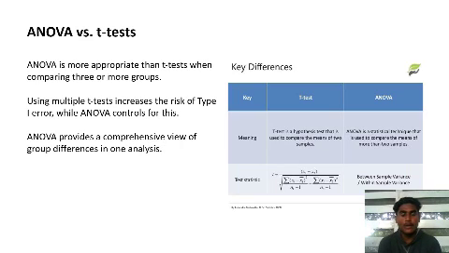ANOVA versus t-tests. ANOVA is more appropriate than t-tests when comparing three or more groups. Using multiple t-tests increases the risk of type 1 error, while ANOVA controls for this. ANOVA provides a comprehensive view of group differences in one analysis.